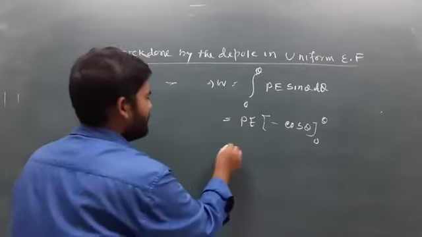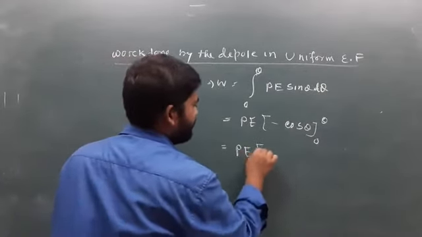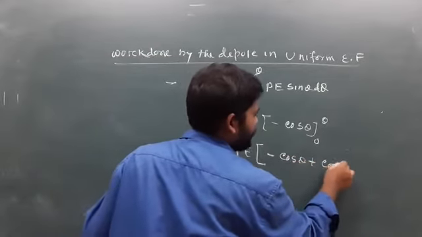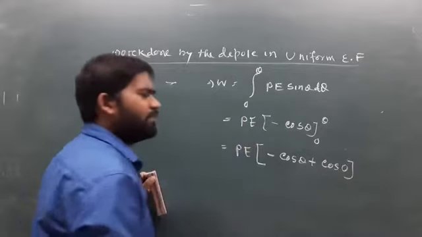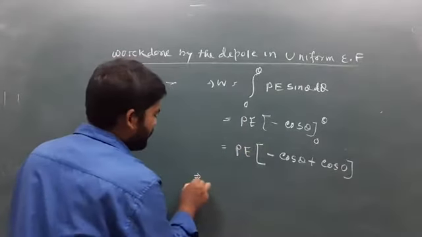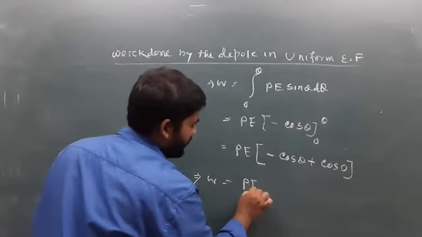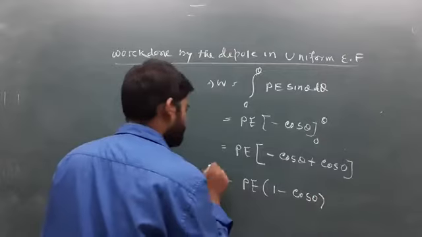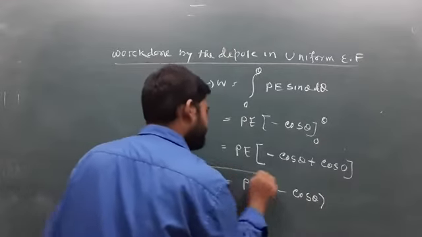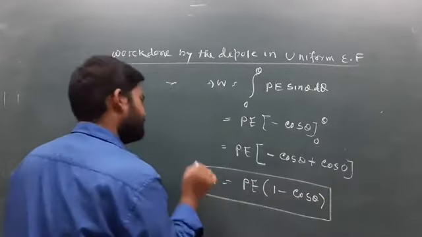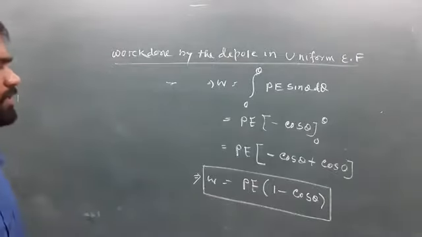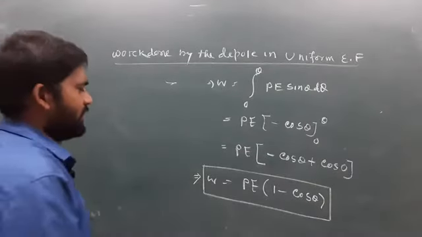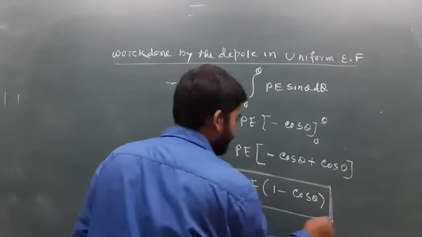Substituting the limits, PE times minus cos theta plus cos 0. What is the value of cos 0? That is 1. So, W equals PE into (1 minus cos theta). Understand? So, this will be the expression for the work done for the dipole.